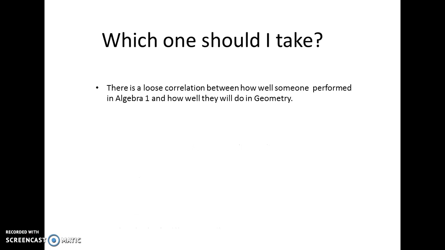Well, there's a loose correlation between how well someone does in Algebra 1 and geometry. It's not exactly if they're an A student in Algebra 1, they're going to make an A in geometry. We can't really make that prediction. Some people are better at one than the other, but in general, if a kid struggles a lot in Algebra 1, they're probably going to struggle a lot in geometry.